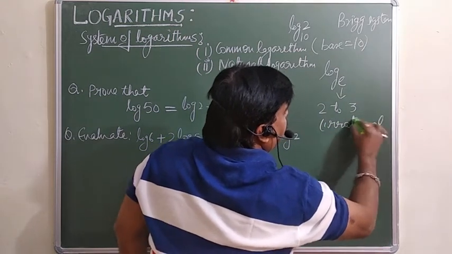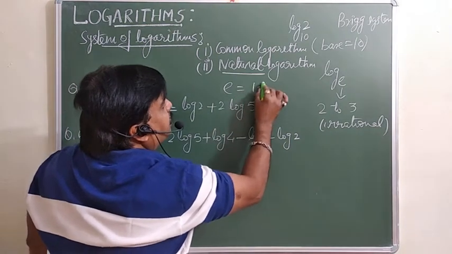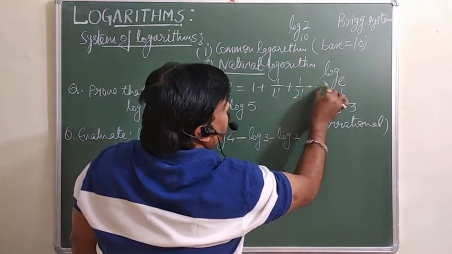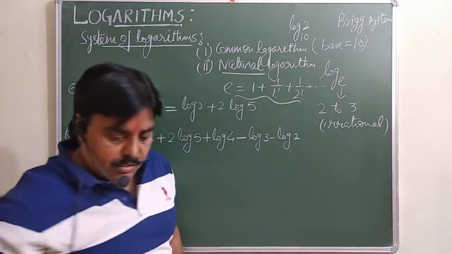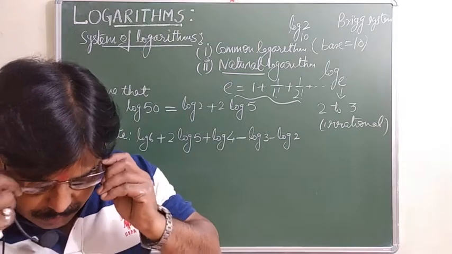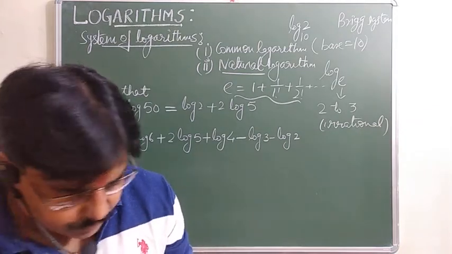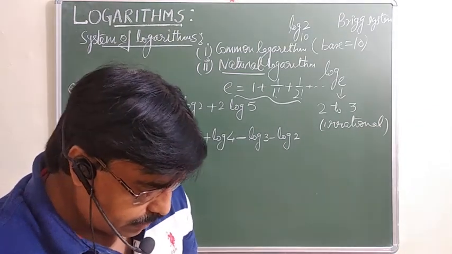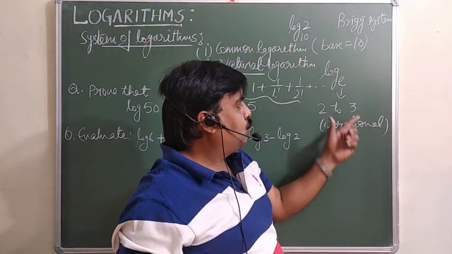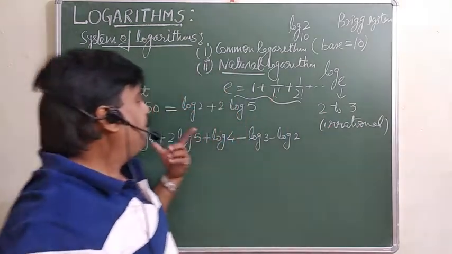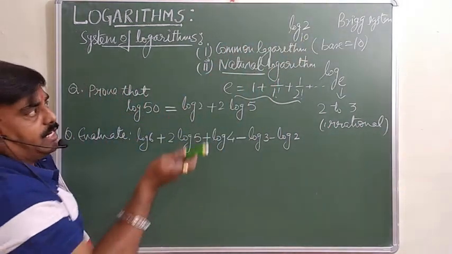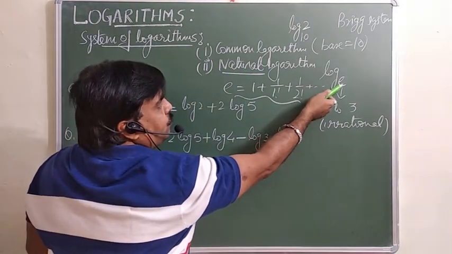This one. And e is equal to 1 plus 1 over 1 factorial plus 1 over 2 factorial. Likewise, from here only we are getting the value of e. The value of e lies between 2 and 3, and it is an irrational number. If the base is not given, it means the base is 10. Natural in the case of e.